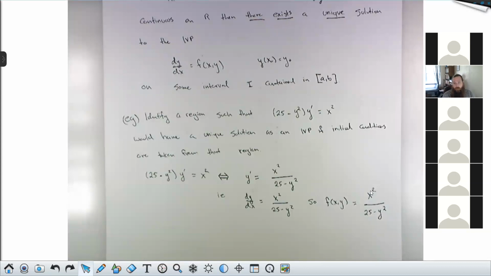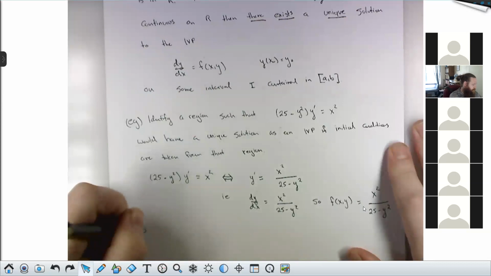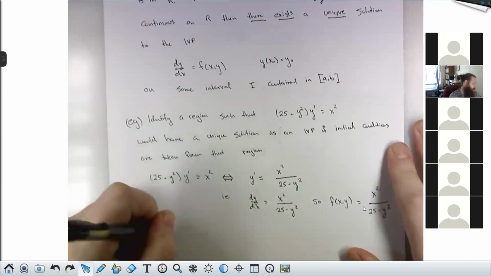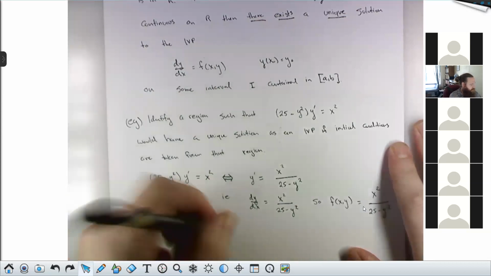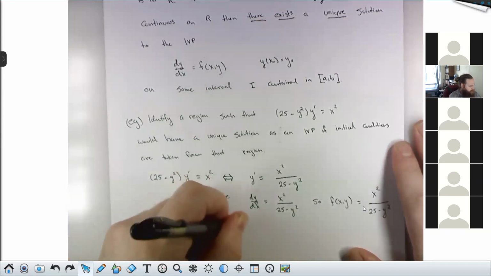This is a rational function. It's a ratio of polynomials. You just have a polynomial in different variables, top and bottom. Rational functions are continuous as long as their denominator is non-zero. So where do we need to watch out? Y equals 5 and -5. Excellent, and I'm glad that you clarified there.